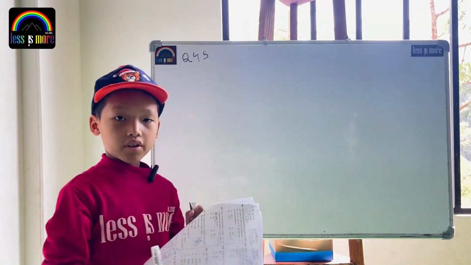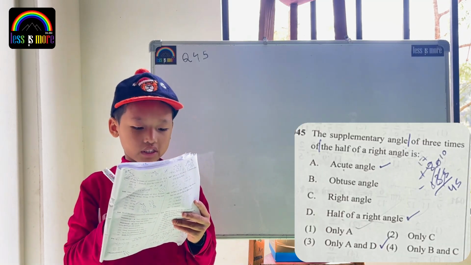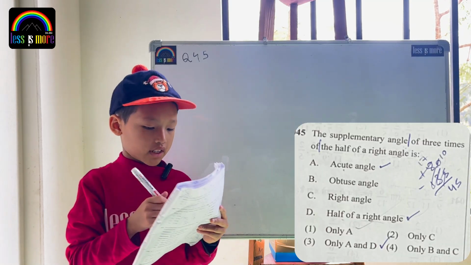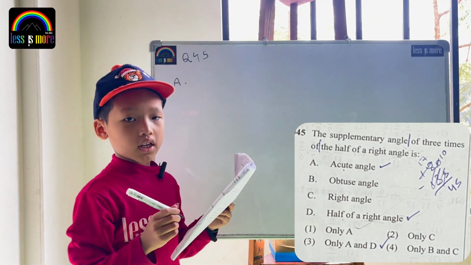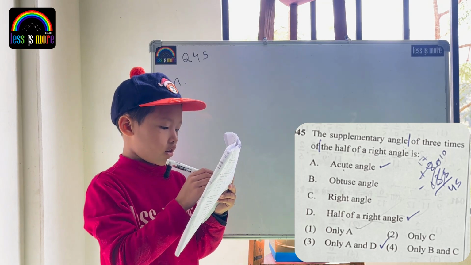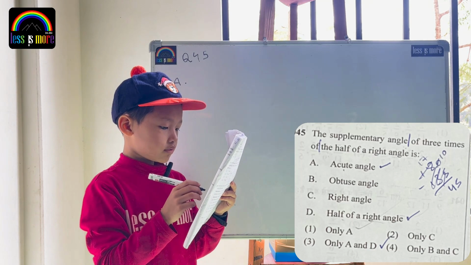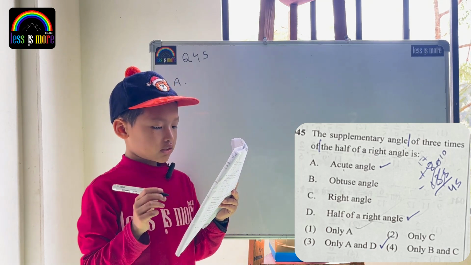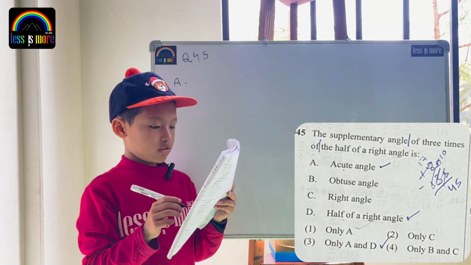On question number 45, the last question I'm going to solve this time, it asks: the supplementary angle of 3 times the half of a right angle is. This question asks which one of these options A, B, C, and D is equal to what the question says: the supplementary angle of 3 times the half of a right angle.